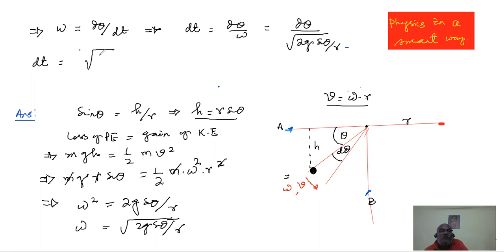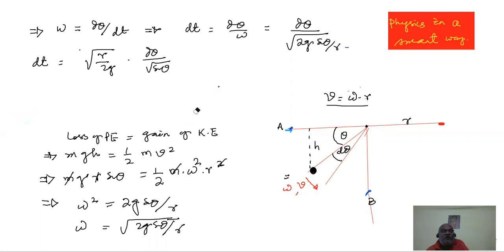Rearranging the terms, dt comes out to be, especially taking the constants, root of r by 2g. They are constants, they are taken out, and outside this square root, the thing that remains is d theta by root over sine theta. These things are mostly variables. But our job was to find the time. So if our job is to find the time, our next step must be integration.